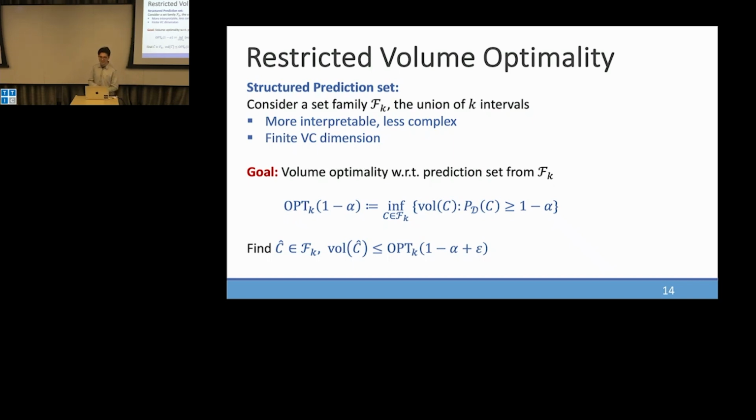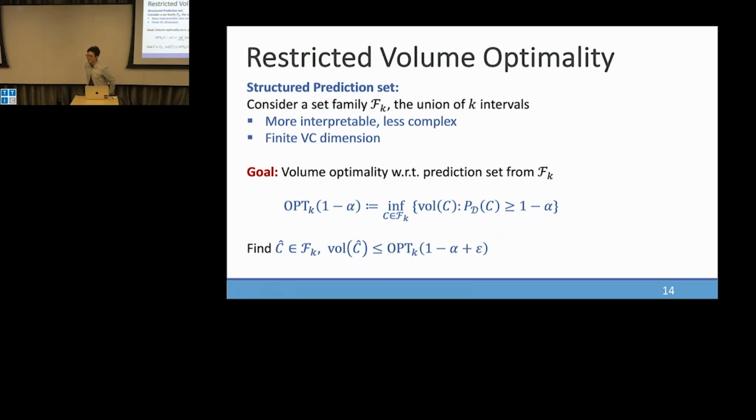And now our goal is to get the epsilon volume optimality with respect to this prediction set family. So the volume is just like Lebesgue measure? Yeah, Lebesgue measure. Does it have to be Lebesgue measure, or can it be anything? It can be any measure? Yes, I think it can be any measure.